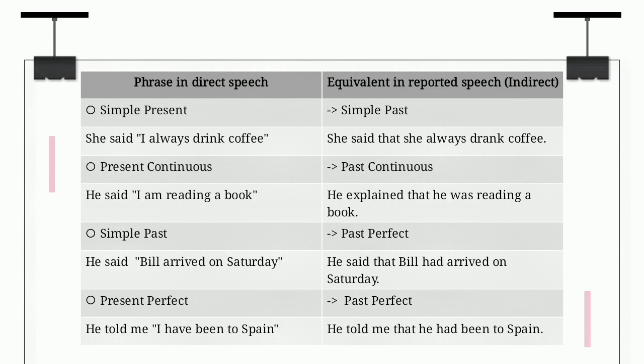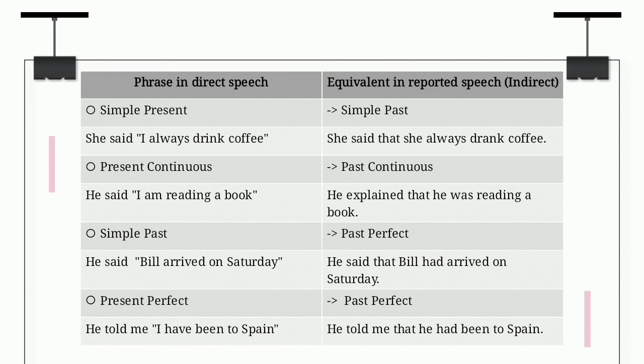And next is present continuous becomes past continuous. For example, he said, "I'm reading a book," became he explained that he was reading a book. Next is simple past becomes past perfect. For example, he said, "Bill arrived on Saturday," became he said that Bill had arrived on Saturday.